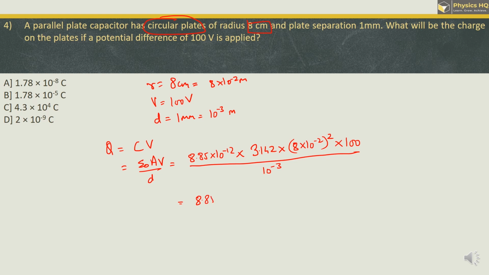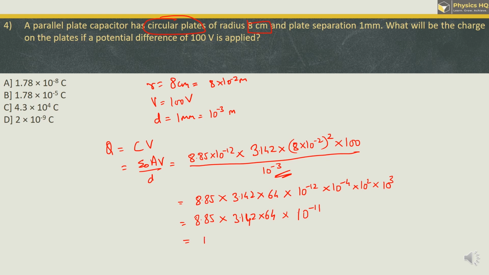When we simplify this, what we'll have is 8.85, 3.142 into 8 square, which is 64, into 10 raised to minus 12, 10 raised to minus 4. This 100 will become 10 raised to 2, and this 10 raised to minus 3 from the denominator will come into the numerator and become 10 raised to 3. So we are left with 8.85, 3.142 into 64 into 10 raised to, 16 minus 5, which will give us minus 11. When we simplify this further, I recommend you all to use logbook for doing this. We will get the answer as 1.78 into 10 raised to minus 8 coulomb.